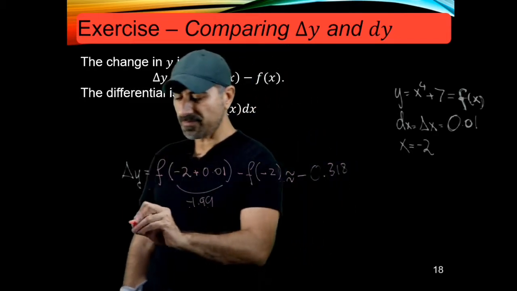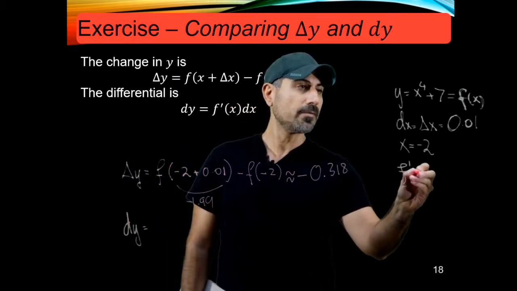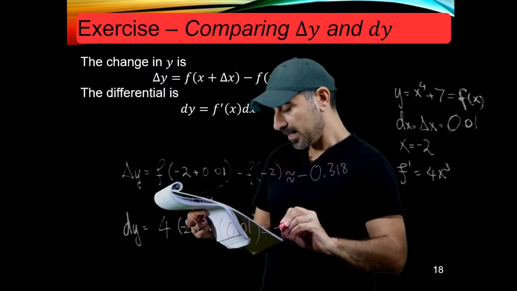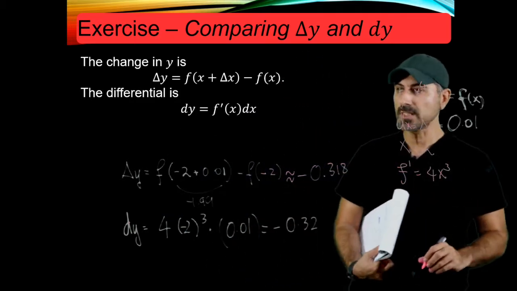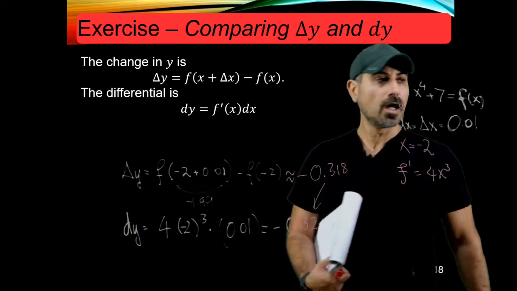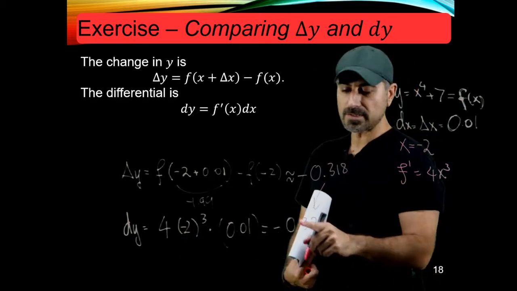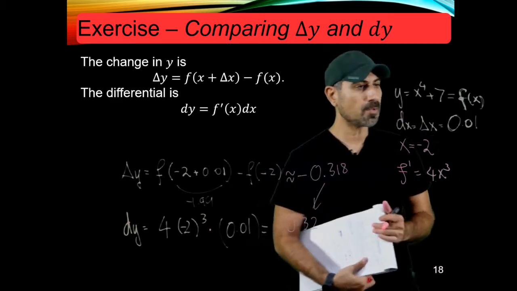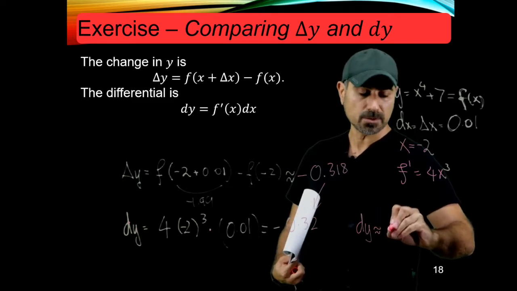All right, so let's go ahead and find dy. dy requires us to find f prime. So f prime is equal to 4x cubed. So that essentially means that you have -0.32. As you see, this is a really good approximation of delta y, because delta y turned out to be this number. And this is exact, as you see, this exact number is 0.318. So that's a reasonable approximation depending on the type of the problem. But we can perfectly go ahead and say that dy is approximately equal to delta y.